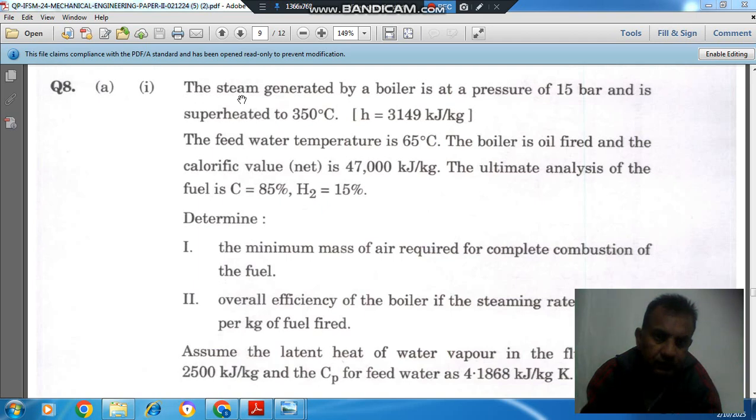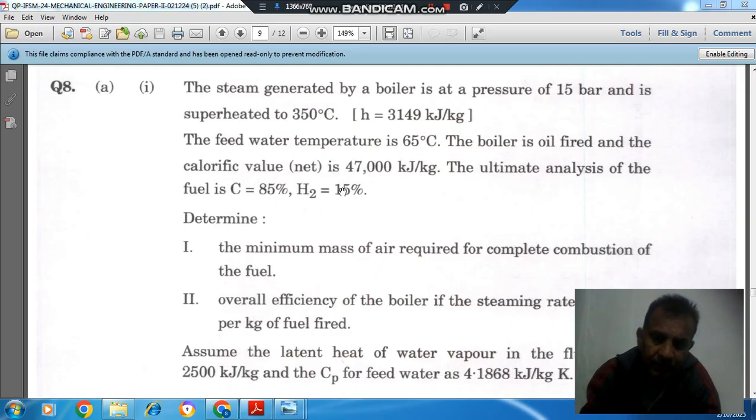The steam generated by a boiler is at a pressure of 15 bar and is superheated to 350 degrees Celsius. H is equal to 3149 kilojoule per kilogram. The feed water temperature is 65 degrees Celsius. The boiler is oil fired and the net calorific value is 47,000 kilojoule per kilogram. The ultimate analysis of fuel is carbon 85%, H2 15%.